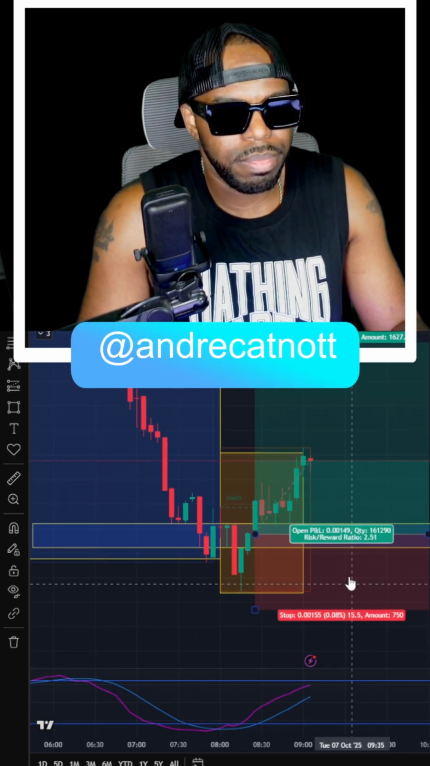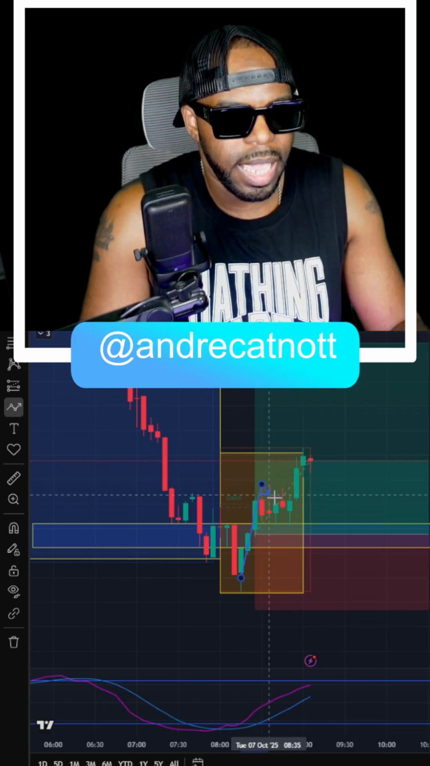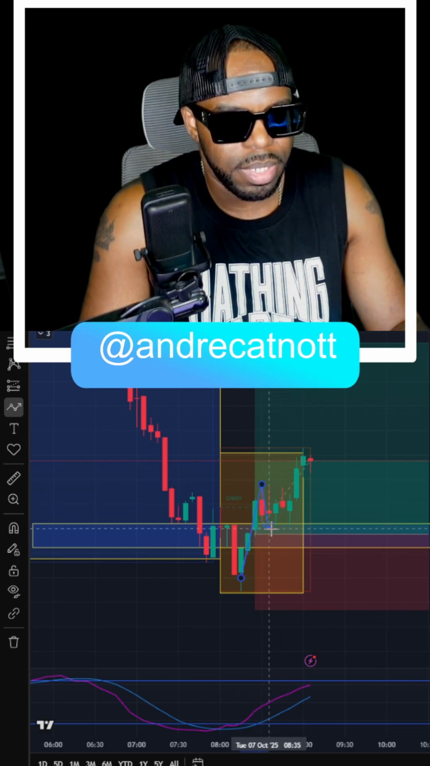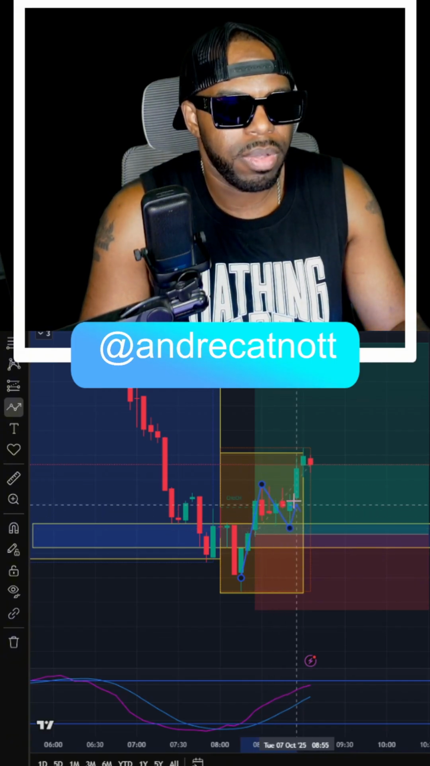Okay, and as you can see, price broke this, and it came back to it. As you can see, it actually tapped 2 times. It tapped here, and the wick tapped here, and now it's going up.